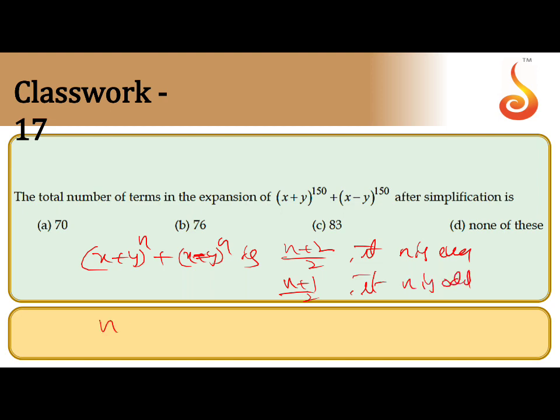Here n equals what? 150. So the number of terms is n plus 2 by 2, which means 150 plus 2, 152 by 2, which means 76 terms. So this is the answer. I hope you have this one.